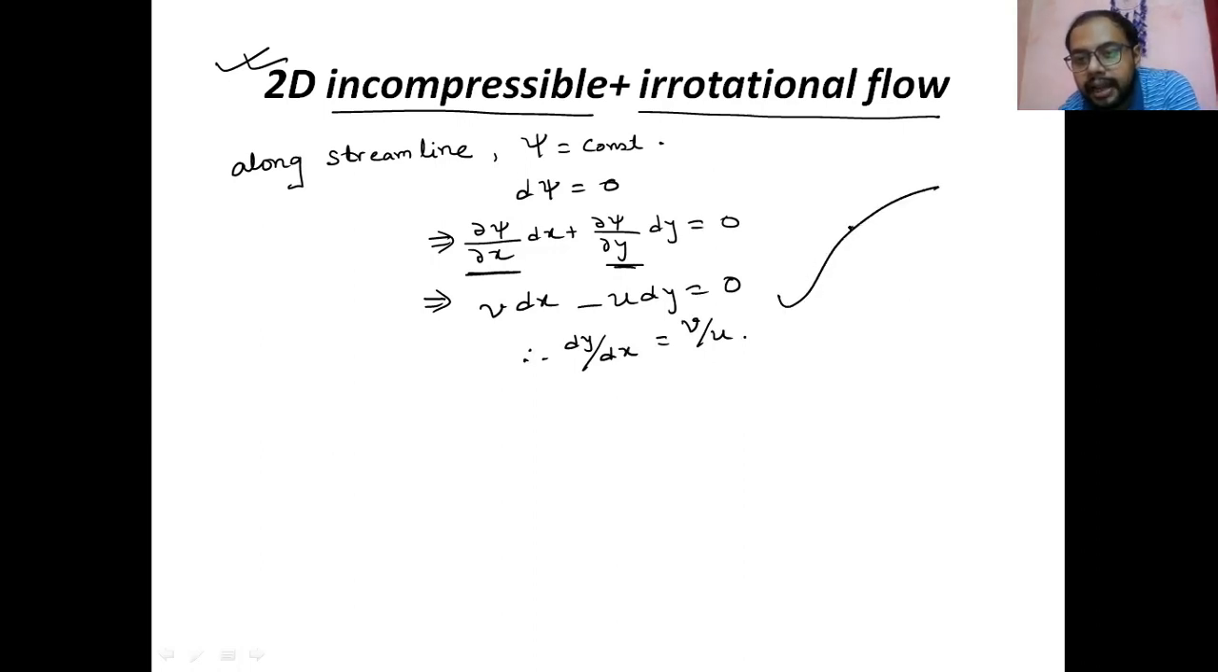So for a streamline, at any point with xy coordinates, what is the slope? The slope is v by u. The slope at any instant of time, at any point, is v by u. The slope of a streamline.